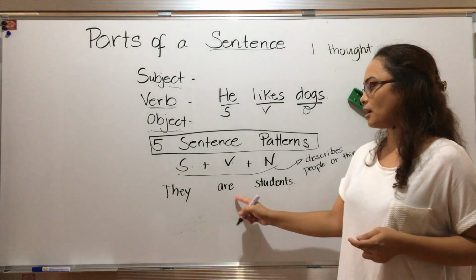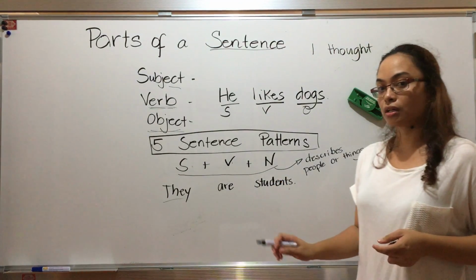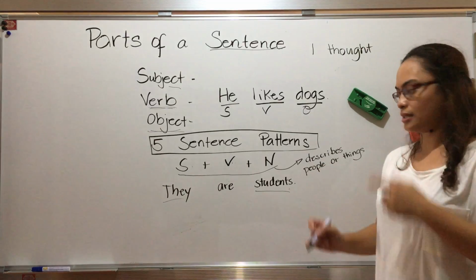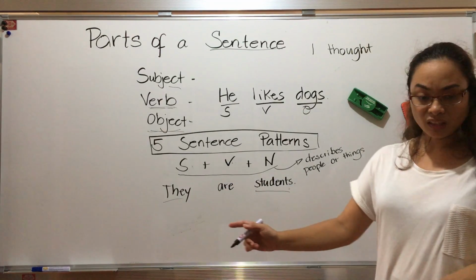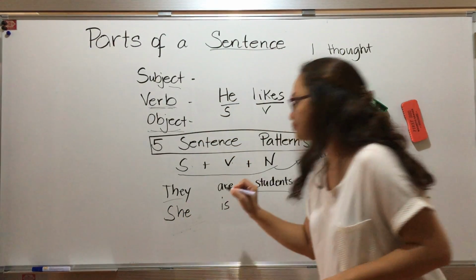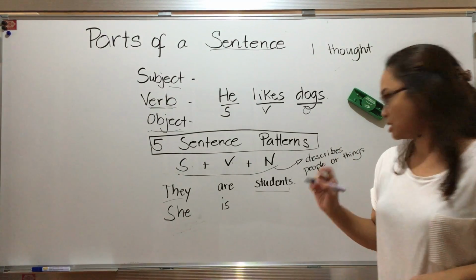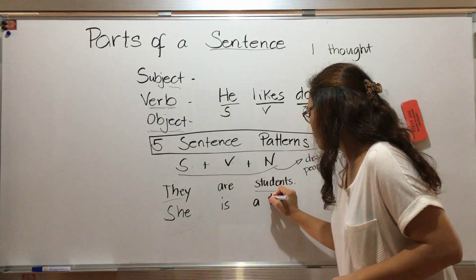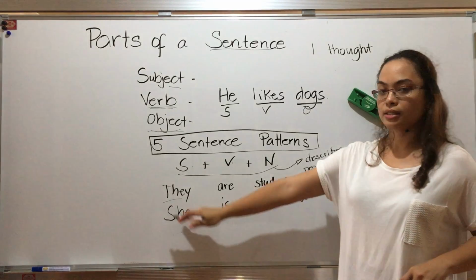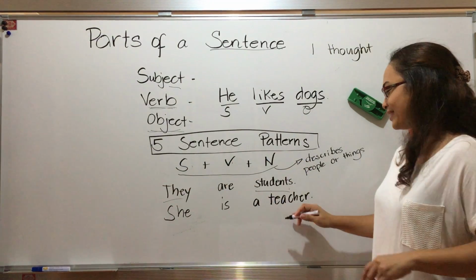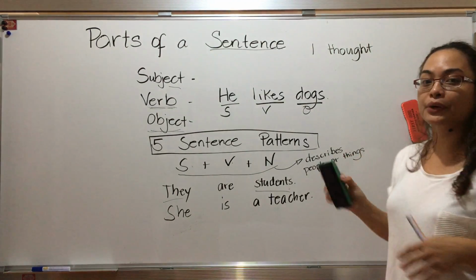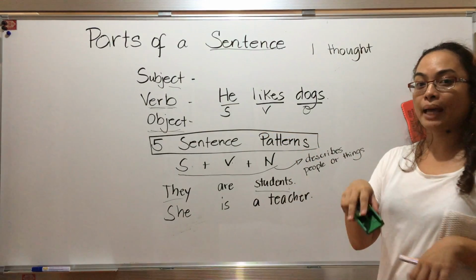See? They are students. They is the subject. This one is a noun. This one is a noun. They are students. But this one is pronoun actually. And then we have she is, maybe she is a teacher. See? She, subject, is the verb, a teacher is the noun. So very easy. Okay? This is our fifth sentence pattern.